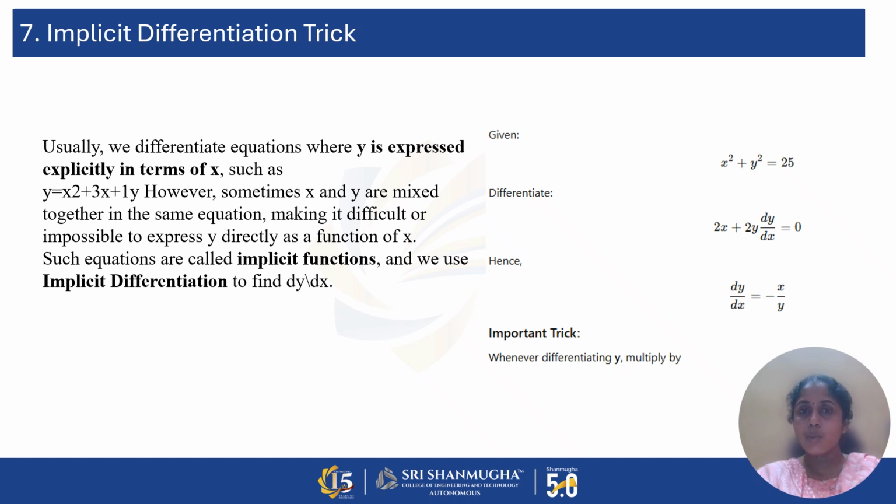Given x squared plus y squared equal to 25, when I differentiate this, I get 2x plus 2y dy by dx equal to 0. So dy by dx equal to minus x by y. Whenever we are differentiating y, we have to multiply by the corresponding derivative.